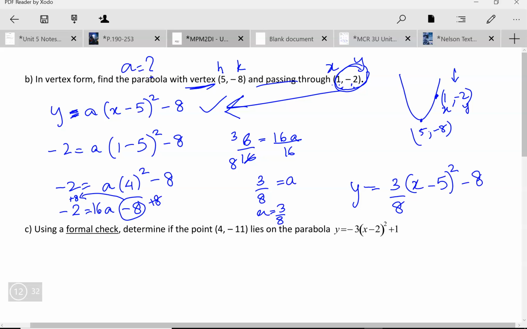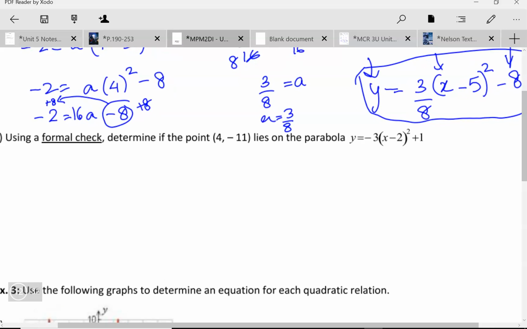And again, the final answer that you write will have two variables, the y and the x. That's what your equation should look like. But the a, the h, and the k should be filled in. So, and we see that we filled everything in correctly here. And this is going to be my final answer. This is my equation of the parabola.